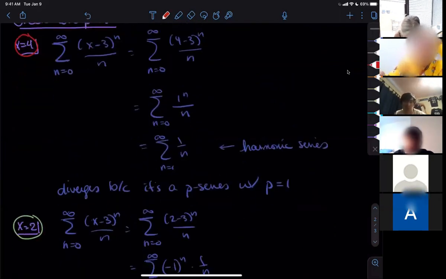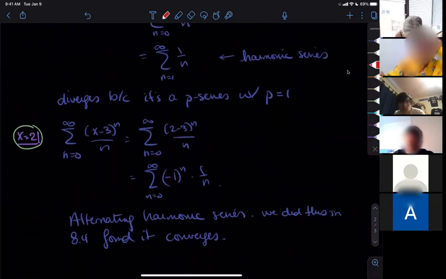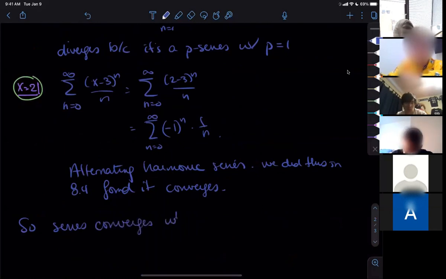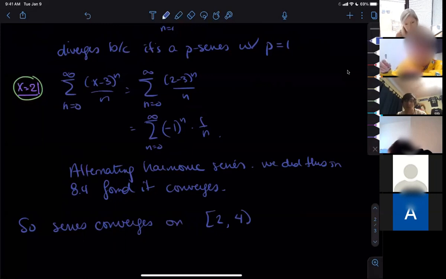So if I want to talk about where it converges, the answer is when x is in this interval, let's say it that way. We include 2, and we go all the way up to 4, but we don't include 4. So it converges for every x in that interval, and it diverges everywhere else.